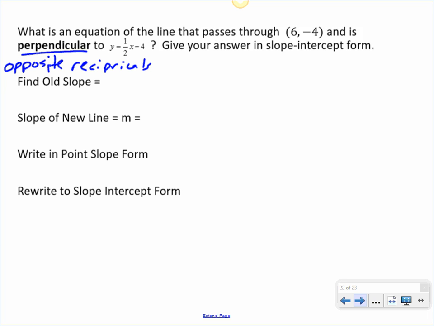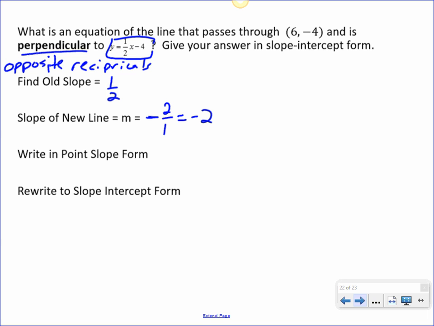Okay, so for this one, our old slope, if we look at this equation right here, we should be able to see that our slope is 1/2. If we think about what's the slope of the new line, we're thinking about perpendicular lines. Perpendicular lines, opposite reciprocals. So we know it's going to have to go from a positive to a negative. And we're going to flip 1/2 over, which should be a 2 or a 2 over a 1. For the ease of it, we're just going to use a negative 2.